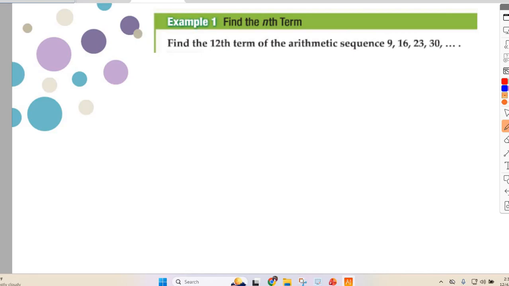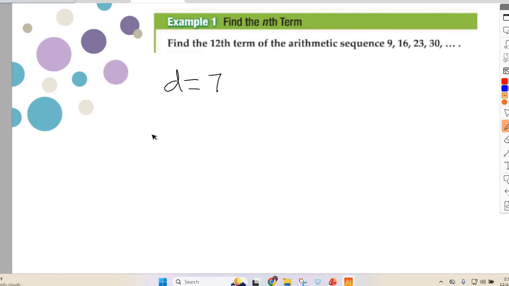Now, one way that we could do this is, if we look at that, what is our d value, or what we're adding each time? 7. So if you really wanted to, this is the 4th term, you could keep adding 7 until you get to the 12th term. Which for 12 wouldn't be that bad, but if I asked you for the 45th term, we don't really want to do that. So we're going to practice using our formula.